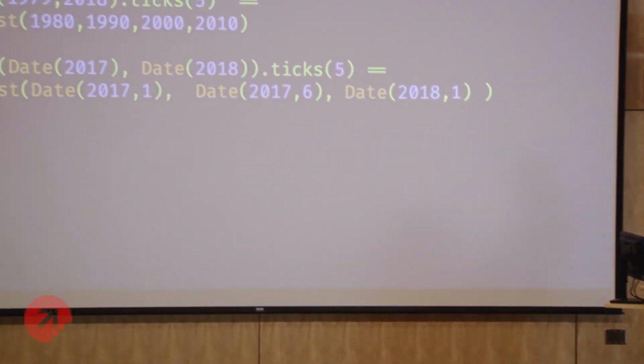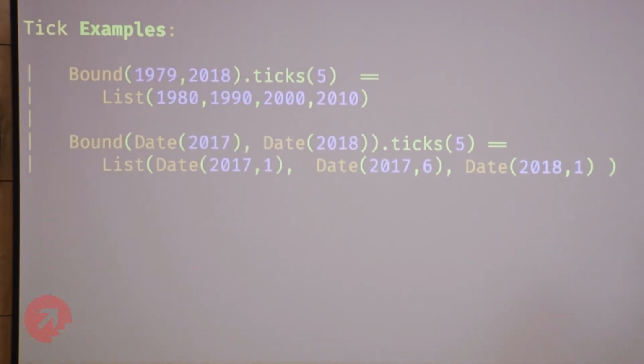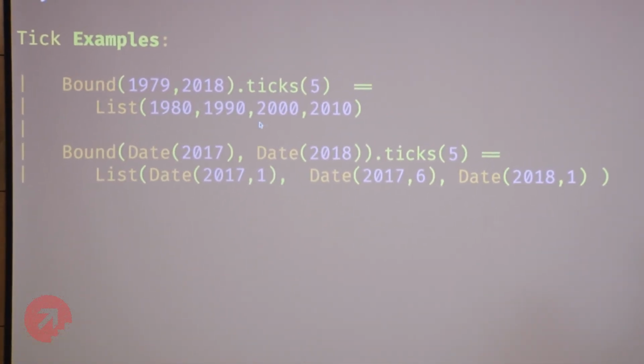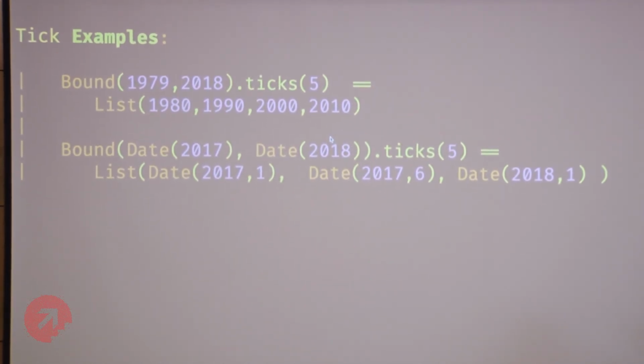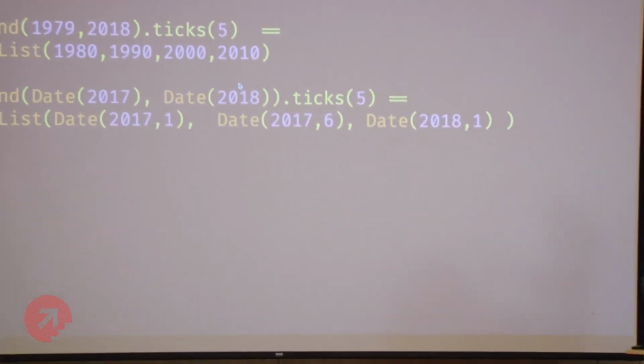Here's an example: if you want 5 ticks between this time, there might not be exactly 5 ticks. It'll try to give you the closest number that are human-representable. This is stuff that's in the D3 library too, but here it's wrapped up in a type class.